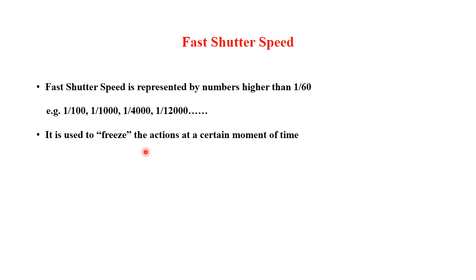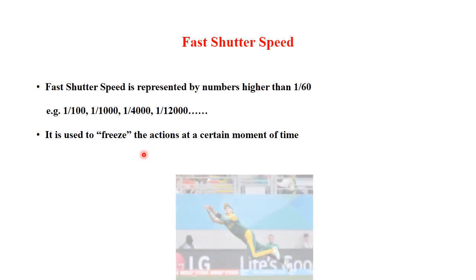When you divide the time, as we are talking about, it is 1 second, and we are dividing this 1 second into 100 parts. Over here 1000 parts, over here 4000 parts, over here 12,000 parts. So what happened is that we are trying to grab that very action at that very particular part of the time, right? So fast shutter speed is used to freeze the action.